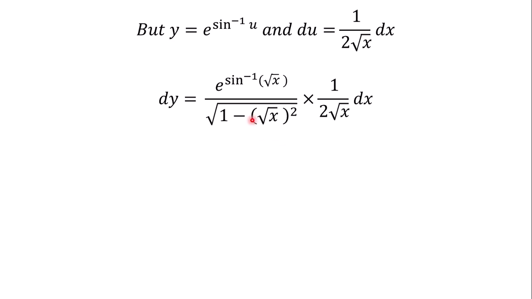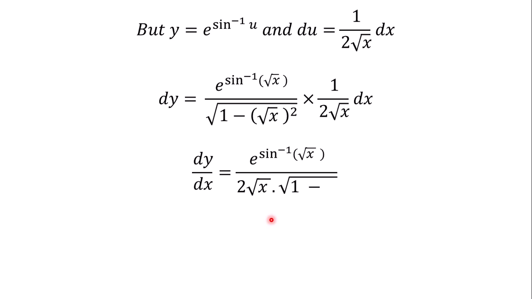So this one divided by 1 minus u squared, where u is equal to square root of x. So the square root sign will cancel out with the squared, to be left with 1 minus x. So dy over dx is equal to e raised to the power sine inverse of square root of x multiplied by the product of this and that, so that is 2 times square root of x times square root of 1 minus x.